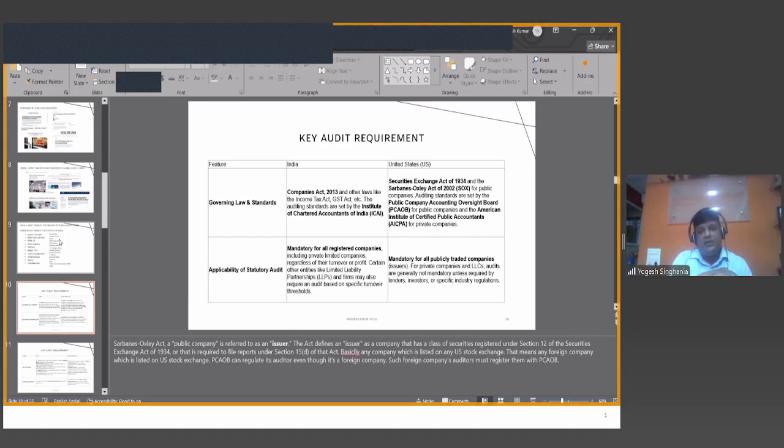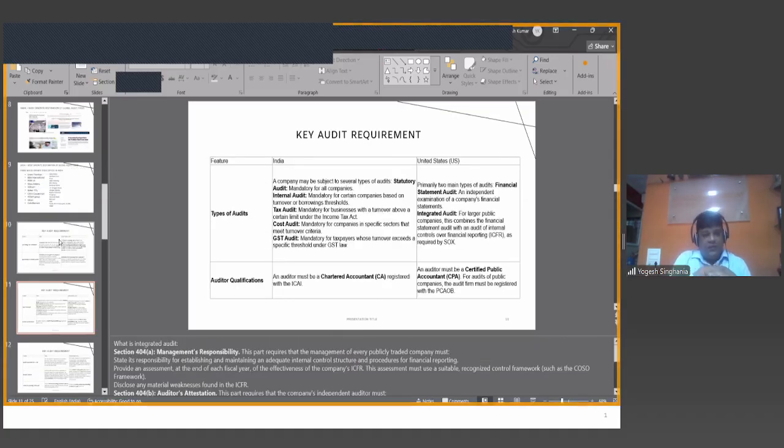In a similar way, the United States also has different regulations. For companies, mostly they have the PCAOB regulating the auditor's job for listed companies, and the AICPA is the body which regulates it. And then they also have different states under which these companies are registered. So each state has its own department to regulate these companies.